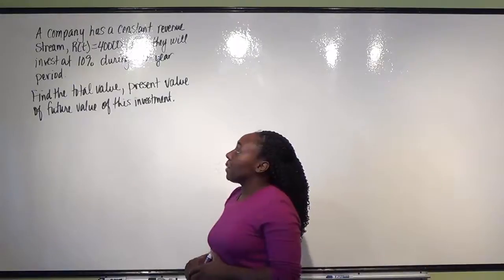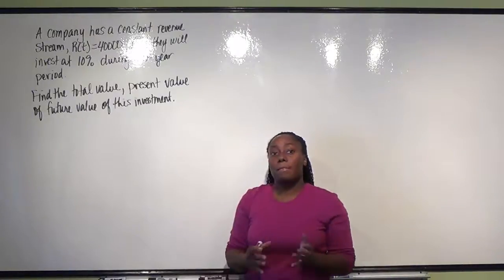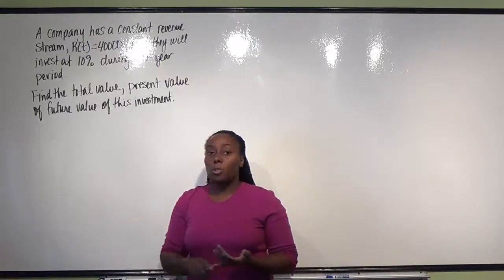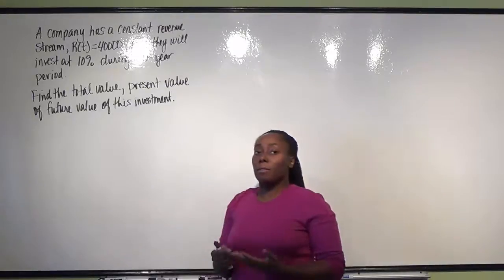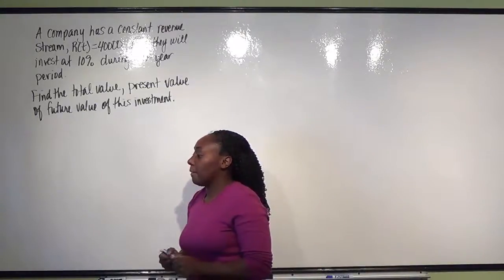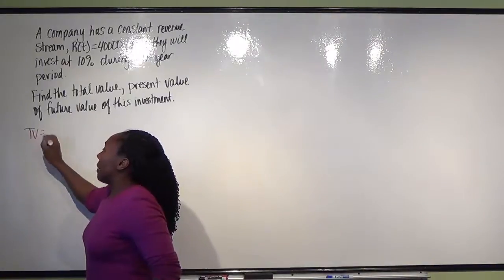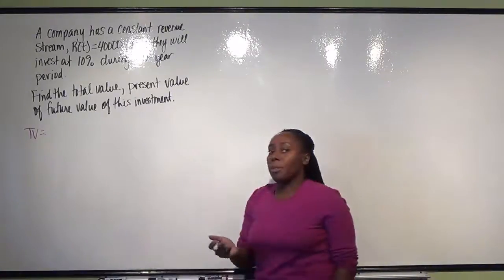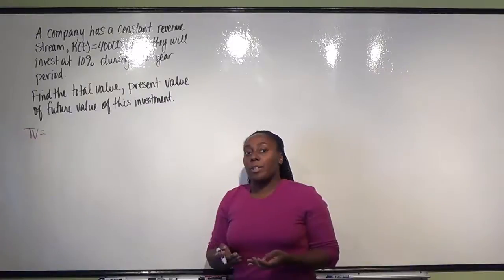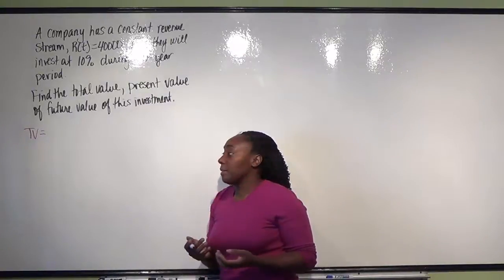They're going to invest that money at 10% during a 5-year period. And we want to find the total value, the present value, and the future value. Okay. So in this case, like I said, because it's a constant revenue stream, all of our equations turned out to be very nice. Okay.